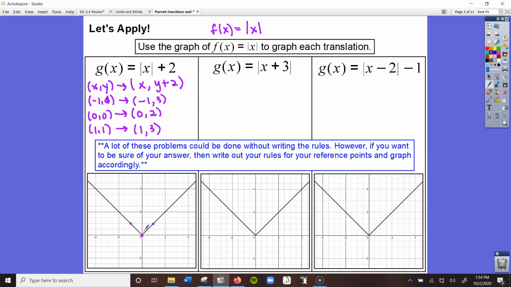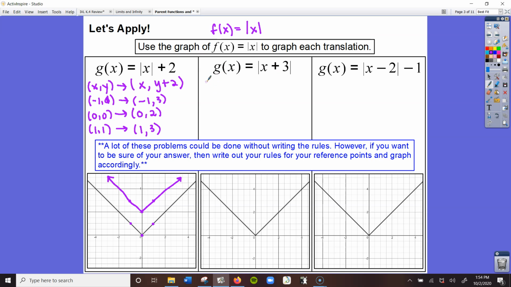And now we just plot those points. So we have (-1, 3), (0, 2), and (1, 3). And you can see that the graph was in fact shifted up 2 units. And this is my transformed graph.